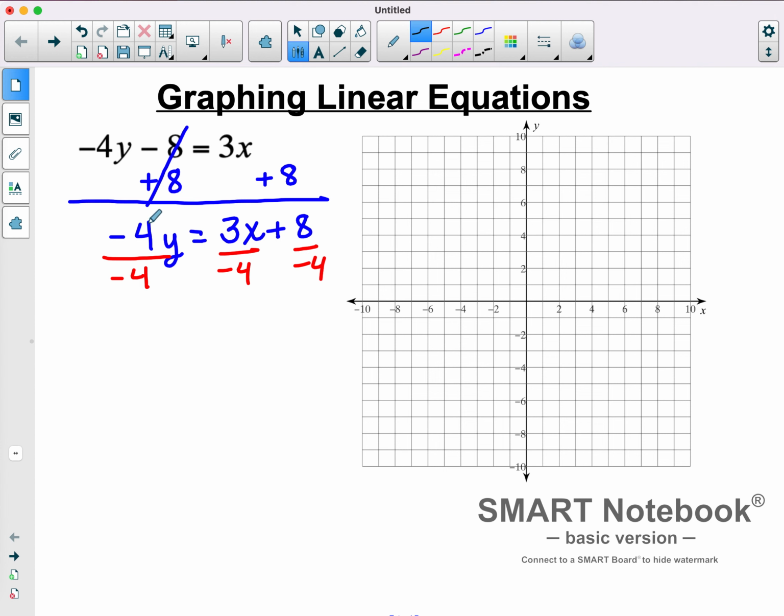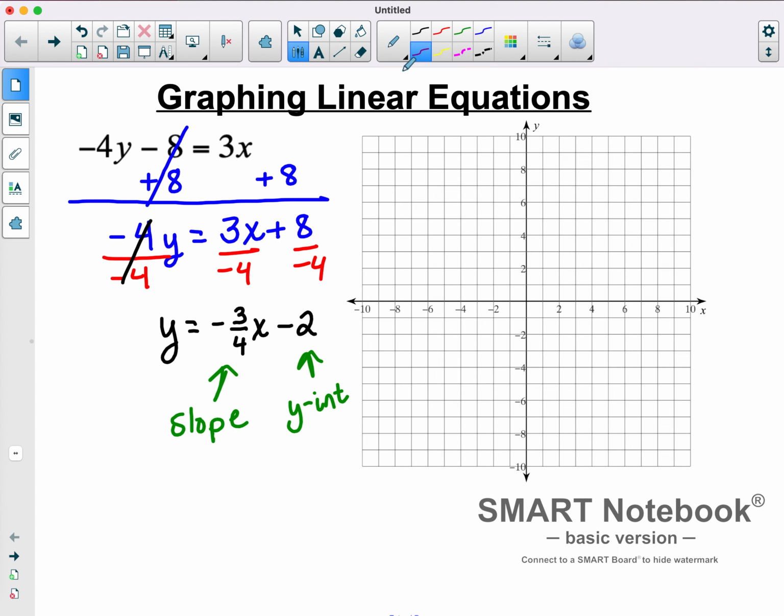Since negative 4 divided by negative 4 is 1, we have 1y, and negative 3/4 x. 8 divided by negative 4 is negative 2. So our equation ends up y equals negative 3/4 x minus 2. In that, we see a slope that's negative 3/4 and a y-intercept of negative 2. This is called slope-intercept form. You may have seen this before where it looks like y equals mx plus b. M is always the slope and b is our y-intercept.